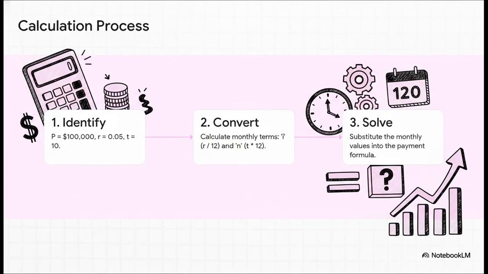Now this slide lays out our roadmap perfectly. Step 1, we identify our variables. We just did that. Step 2, and this is the big one, we convert to monthly terms. We calculate I by taking our annual rate, 0.05, and dividing it by 12. That gives us about 0.004167. Then we calculate N by taking our 10 years and multiplying by 12 months a year, which gives us 120 total payments. And finally, step 3, we just substitute these correct monthly values into our formula and solve for the payment.